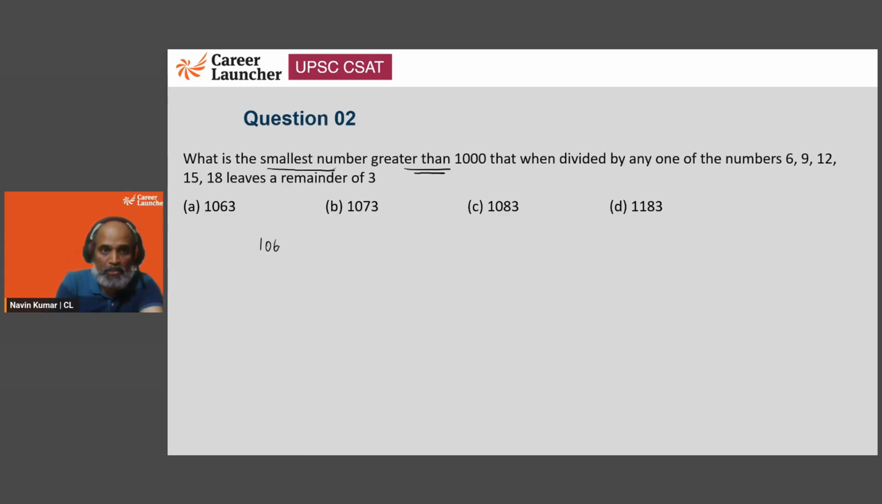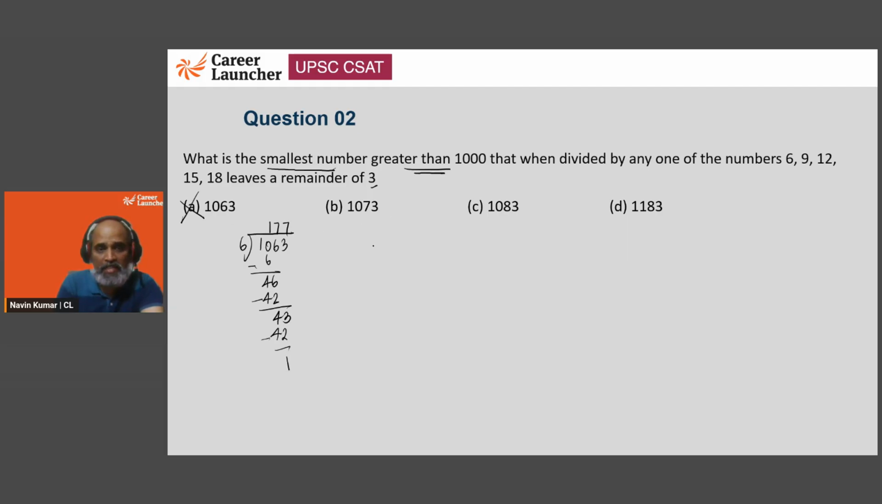Now, if we take 1063 and divide it by 6, we should get a remainder of 3. Let's see if that happens or not. So 1063, 1 times 6, subtract, 46, 7 times 6 is 42, and the remainder we get is 1. So 1063 is not the answer.